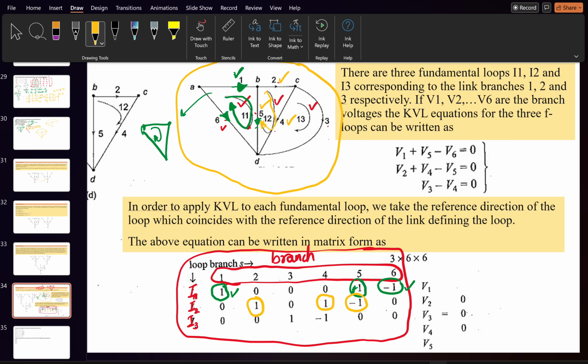Okay. If you see the second branch current, it is actually the forward direction. So that's why it is kept as positive. What about the fourth branch? It is actually positive. Why? It is the same direction. What about the fifth? It is opposite. So that's why it is given minus one. Okay. So that's how the Tieset matrix is being formed. Okay. Any doubt in this?